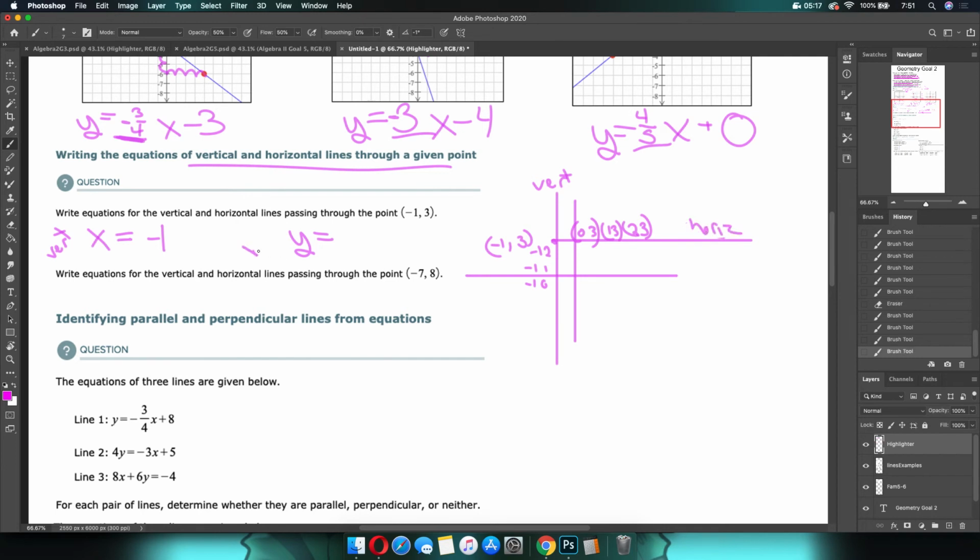Horizontal line, our horizontal line is going to be y equals 3. And based on that, I don't even need to set up the next one. What is it going to be? Our vertical is going to be x equals -7, and our horizontal is going to be y equals 8. Again, hopefully not face planting into the keyboard too hard to realize that this is easy.